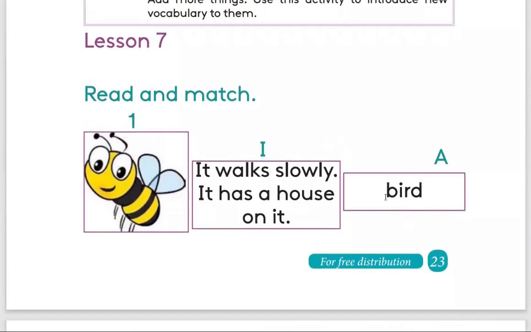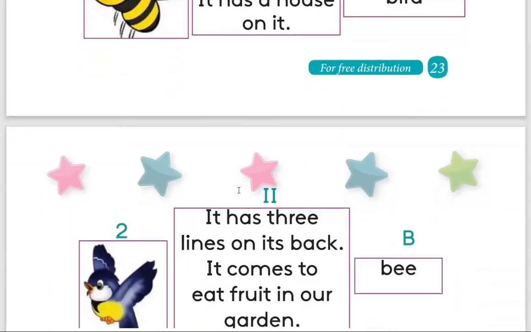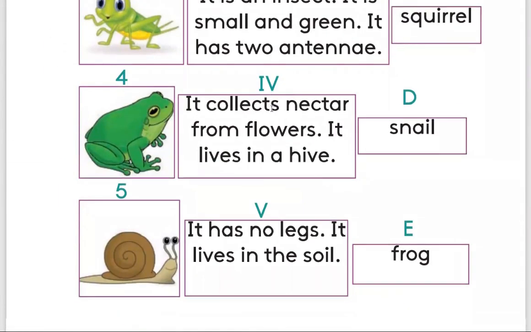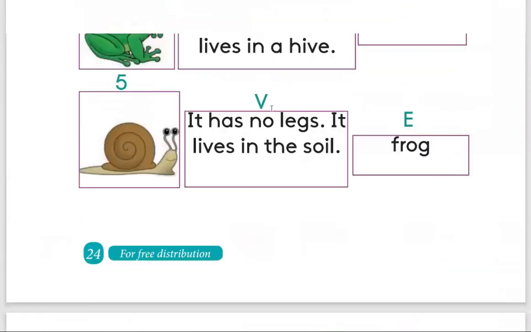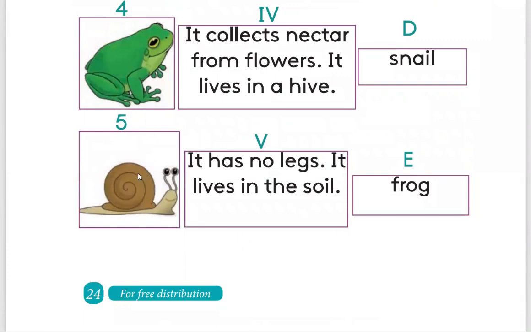See, read after me. It walks slowly. It has a house on it. It walks slowly. It has a house on it. Yes, see, who is that animal? Yes, very good. It is the snail. It walks slowly. The snail can walk only. It can walk slowly only, right?